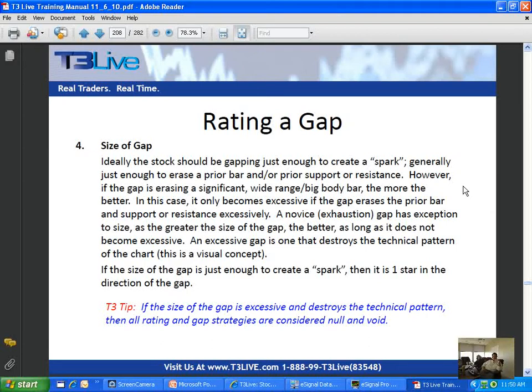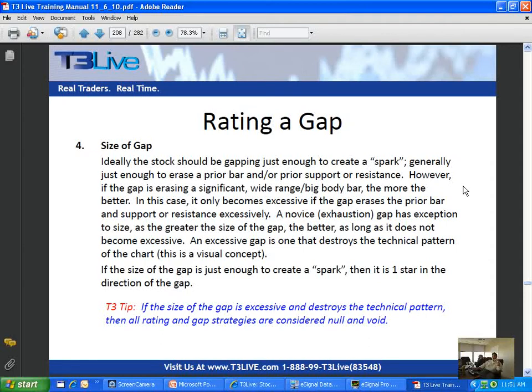Okay. If the size of the gap is just enough to create a spark, then it's 1 star in the direction of the gap. If the size of the gap is excessive and destroys the technical pattern, then all rating and gap strategies are considered null and void. Does everybody understand what that last sentence means? If the size of the gap is excessive and destroys the technical pattern, then all rating and gap strategies are void. So, for instance, you're long a stock.